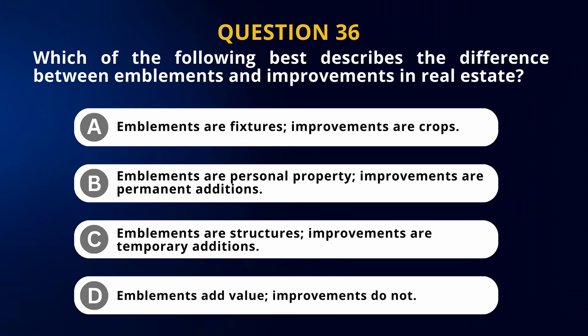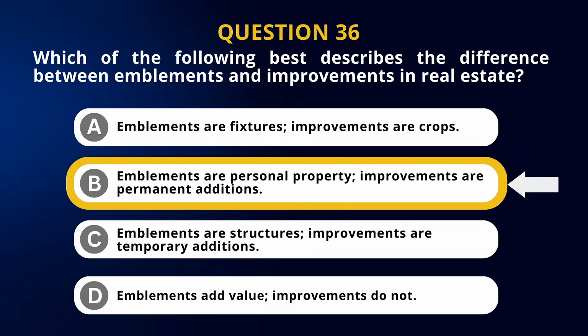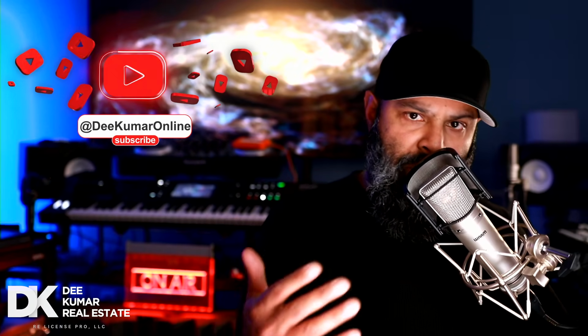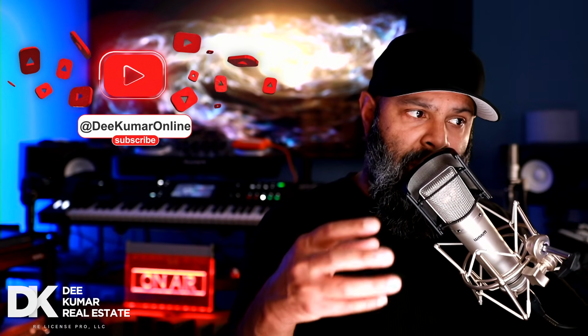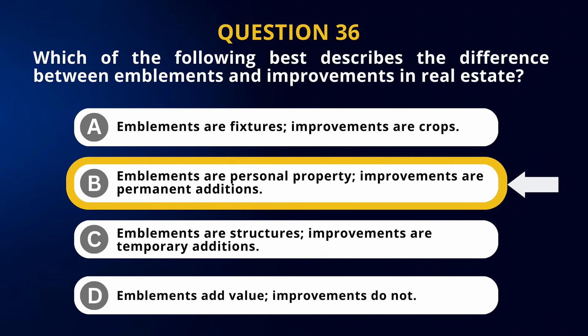And the answer is letter B, emblements are personal property, improvements are permanent additions. Emblements, if you remember, are things like crops that are harvestable. Emblements are those kinds of things, personal property, that remain part of the personal property of the farmer, in that old school example that you see in real estate books many times. Improvements are permanent additions.